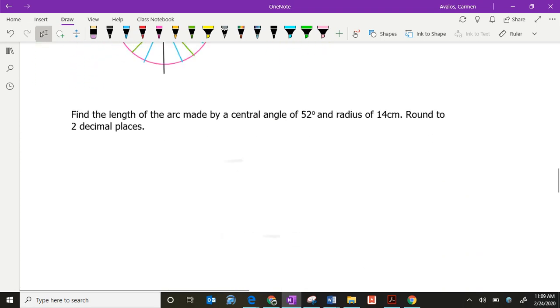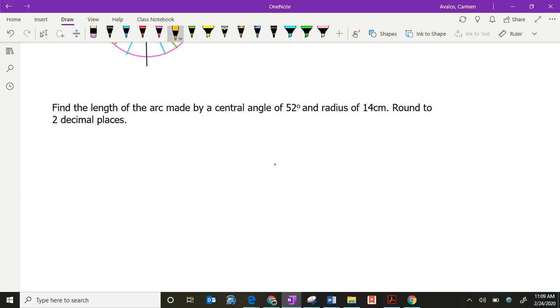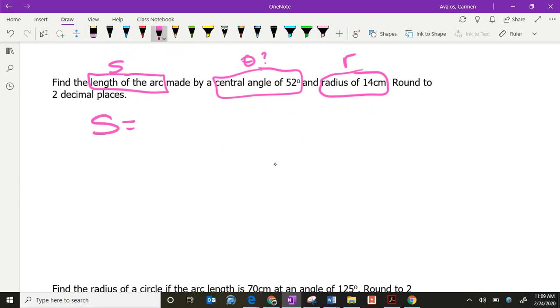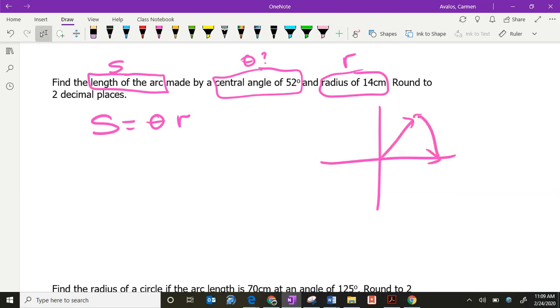And then now we're looking at find the length of an arc. So we're going back to those problems that we had before, where you have an arc, the length of the arc there, that's S, and then the central angle is theta, and then you have the radius R. And we're using this formula, S equals theta R. That's the arc length right there. They want to know what this arc length is when the radius is 14 centimeters and the angle is 52 degrees.